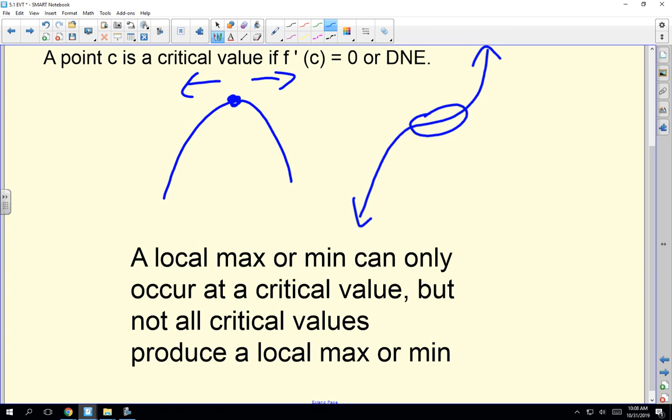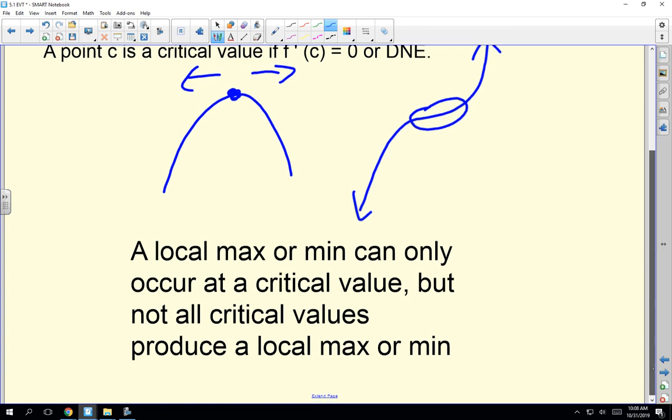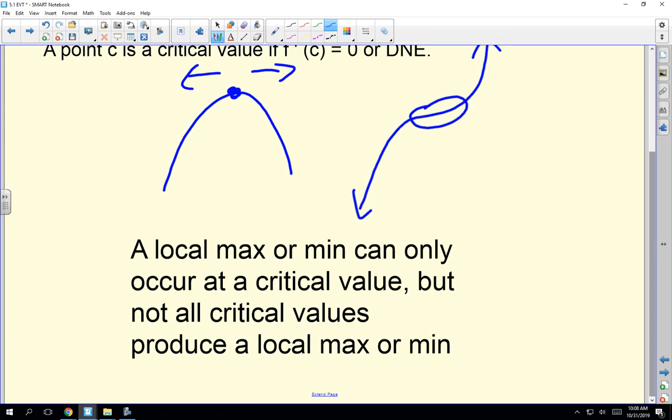But we're going to find all the critical values first by taking the derivative, setting it equal to 0, and also finding where the derivative does not exist. We're also going to look at the domain of the original function. We have to know the domain of the original function, and any domain restrictions in the original function we also need to know, because those could be critical points as well.